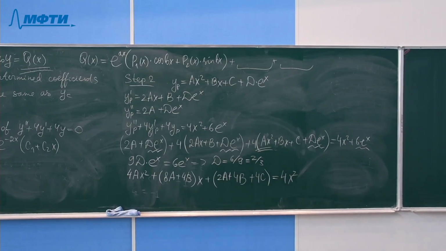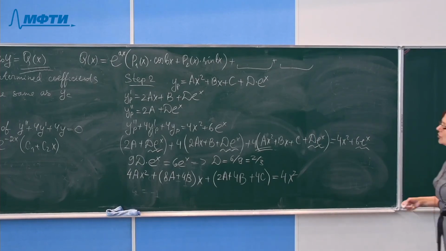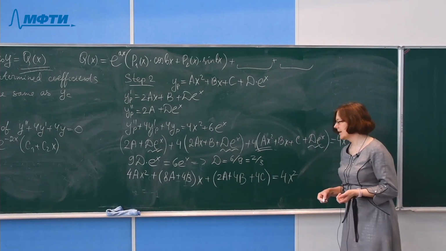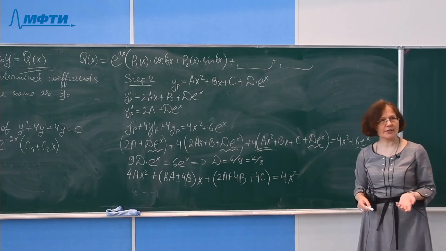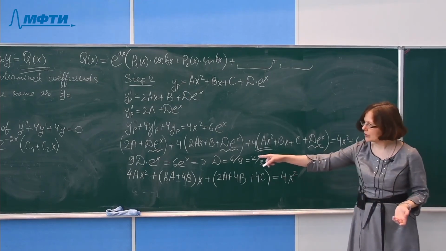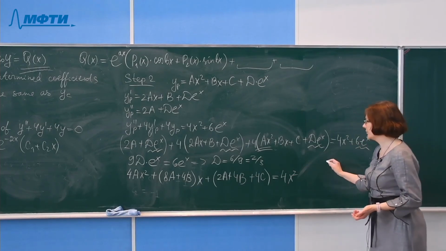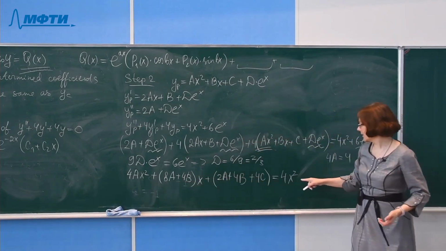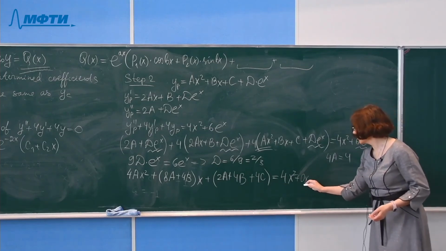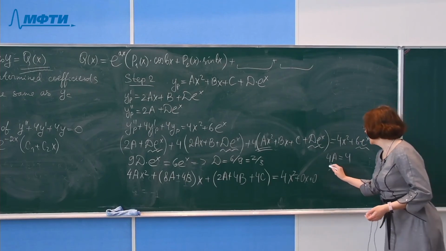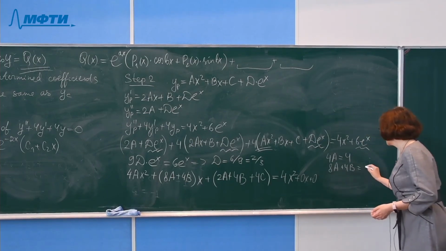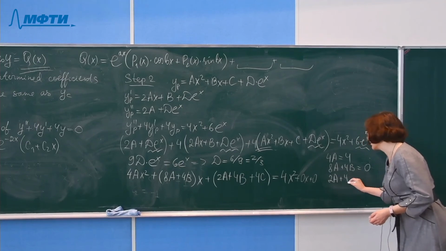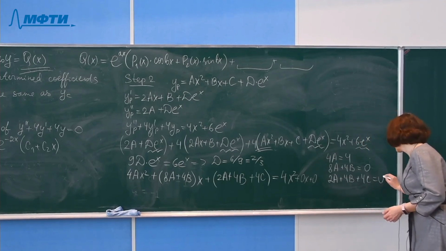Okay, is it clear? So collect similar terms. And we want these two polynomials to be equal. So we should equate their corresponding coefficients. We have 4x squared and 4ax squared. So 4a equals 4. Then the linear term: there is no linear term on the right, so plus 0x plus 0. This means that 8a plus 4b must be equal to 0. And at last, 2a plus 4b plus 4c equals 0.